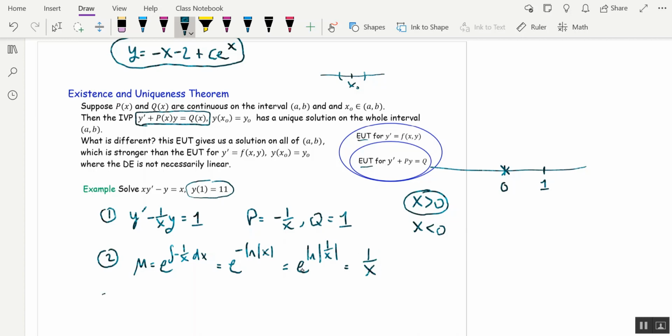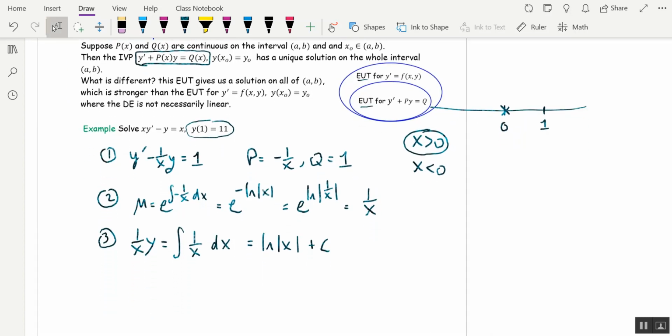Okay, step 3, mu y, so 1 over x y, is the integral of mu q, 1 over x, dx, which is ln of the absolute value of x plus c. Now, it is true that we're assuming x is positive, so I'm going to drop that absolute value in a minute. Step 4, y is x ln, I'll drop my absolute value, x plus cx.